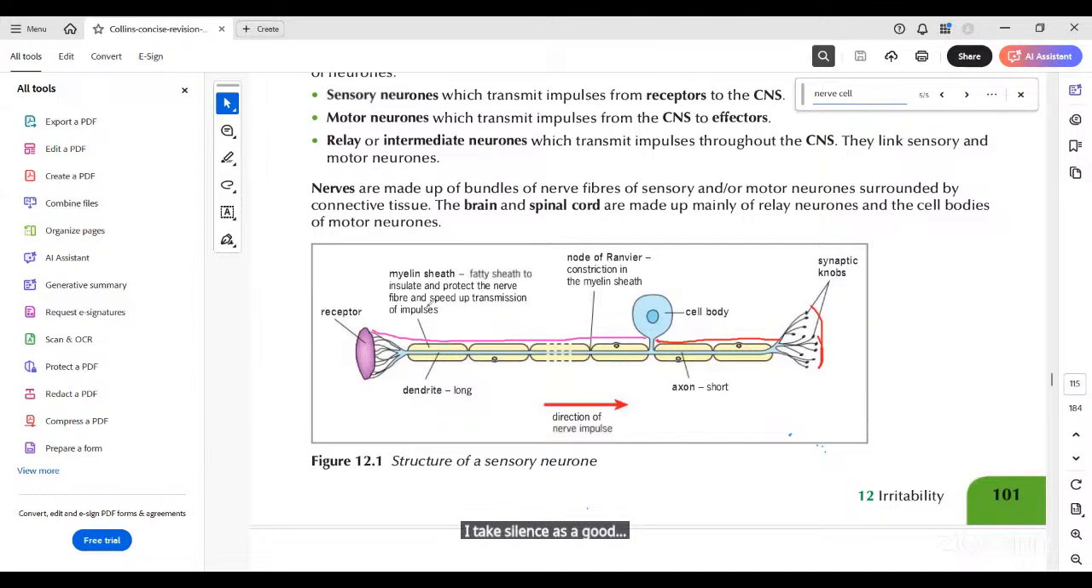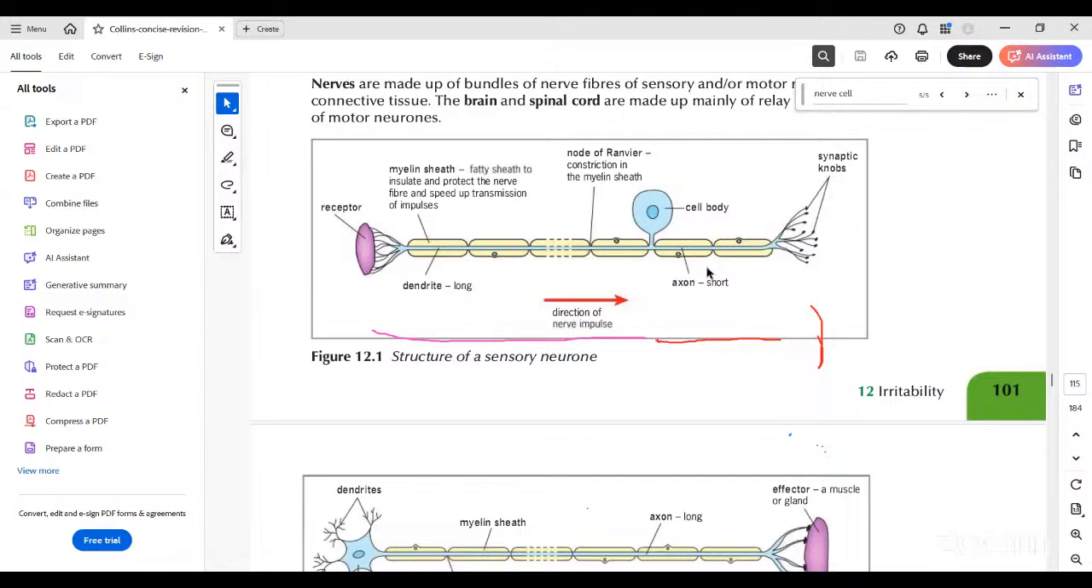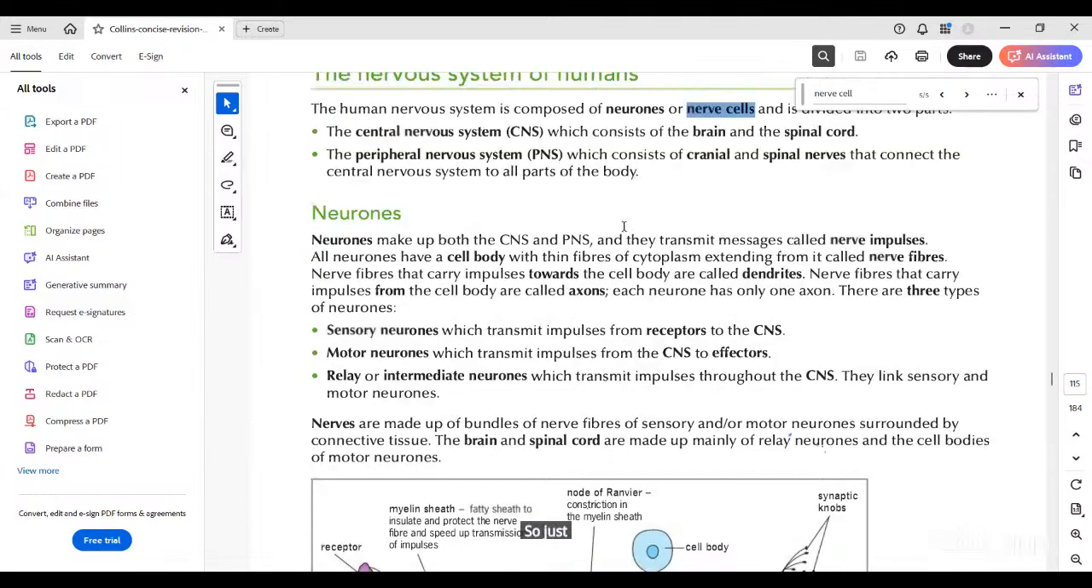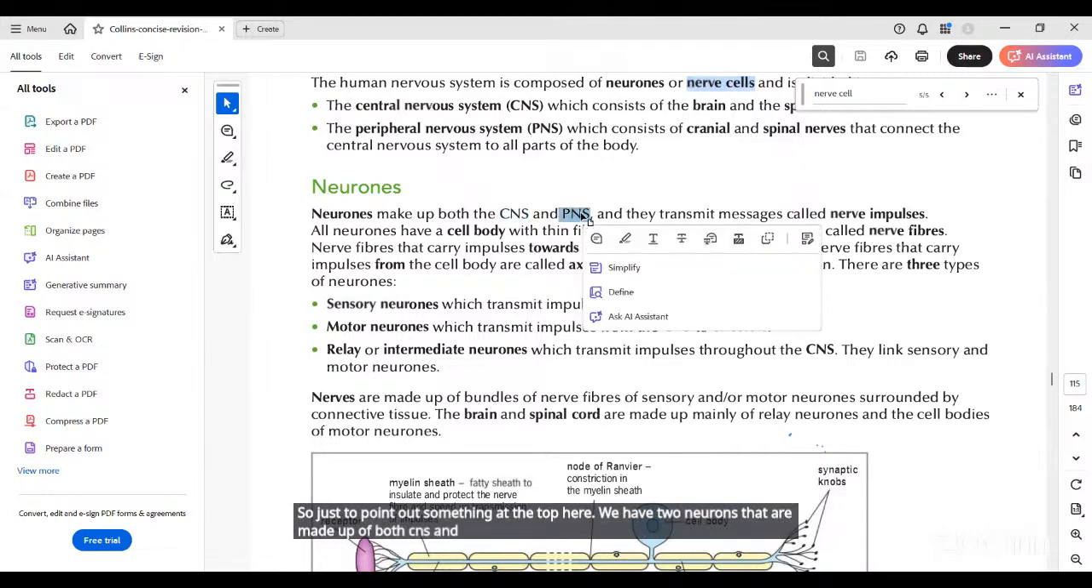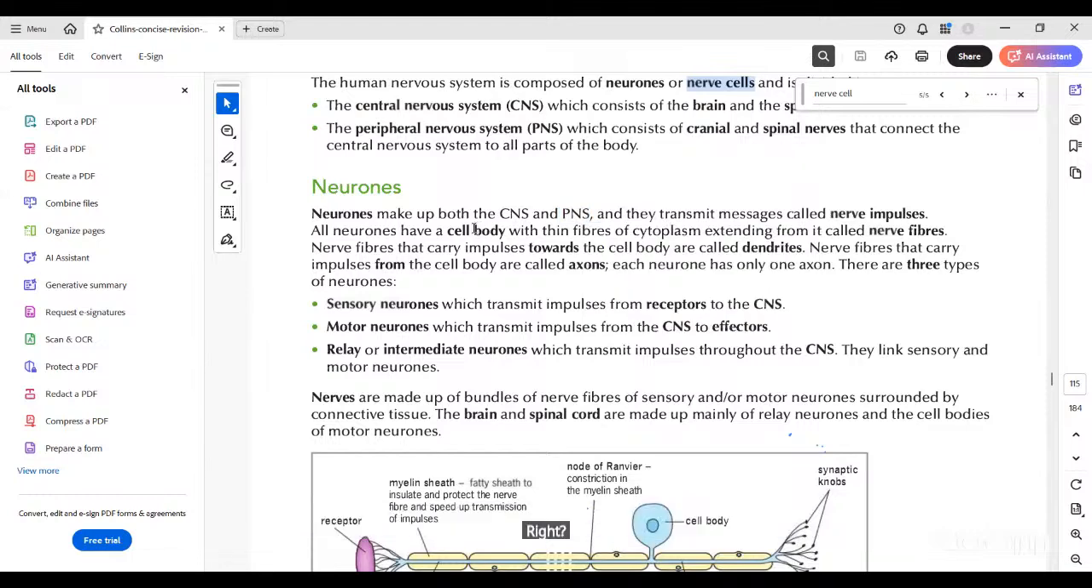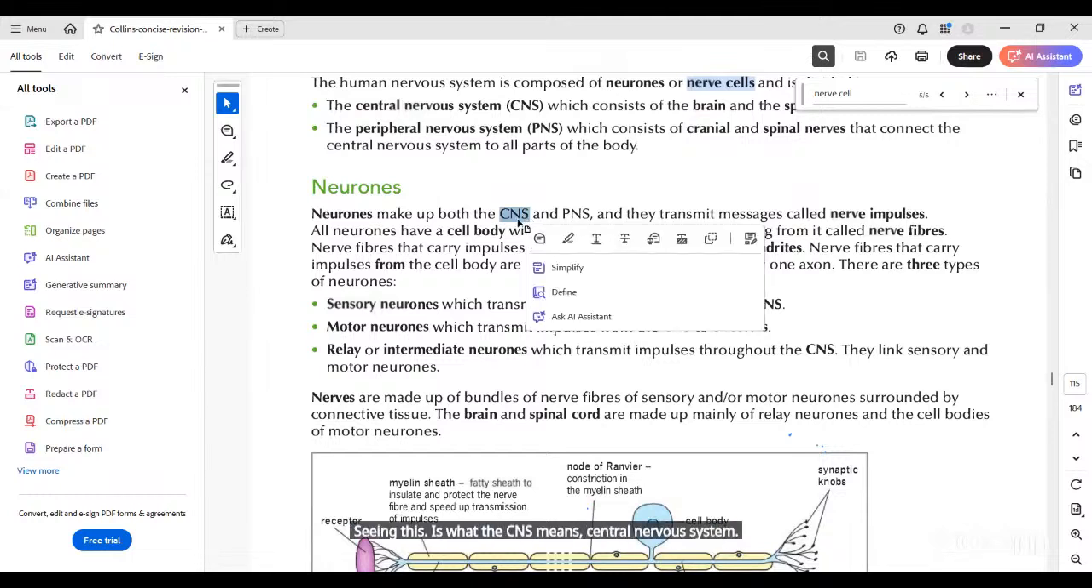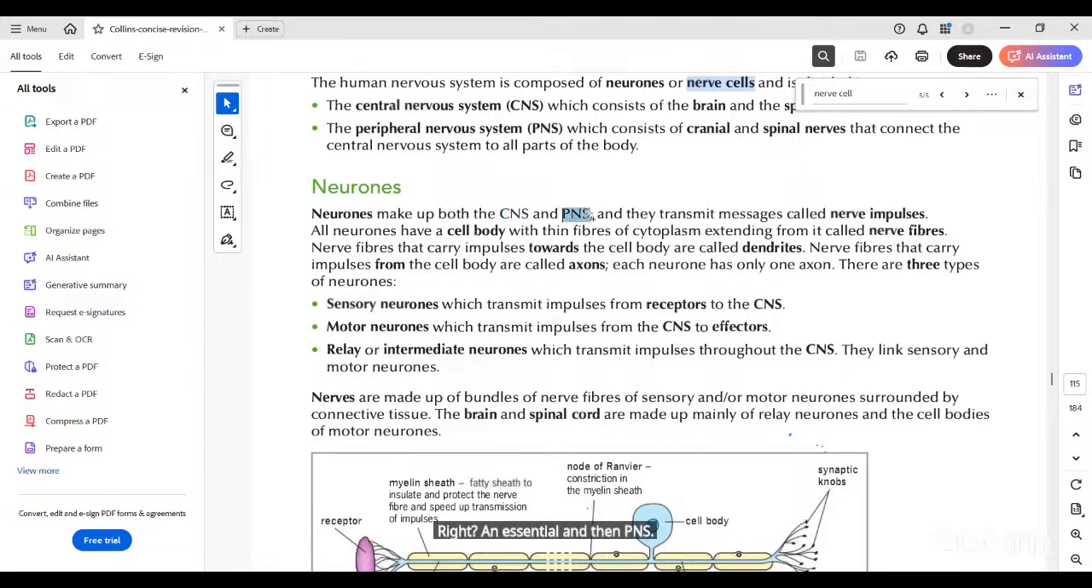Now let's move on. Let's look at, just to point out something at the top here. We have two neurons made up of both CNS and PNS. Right? What does CNS mean? Central nervous system. Right? And then PNS is the peripheral nervous system.